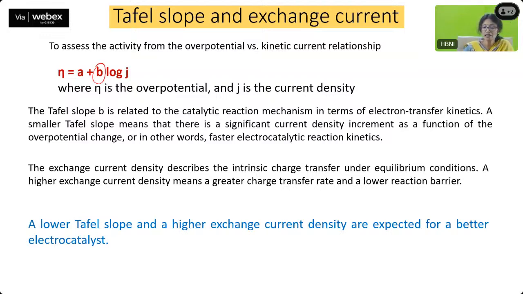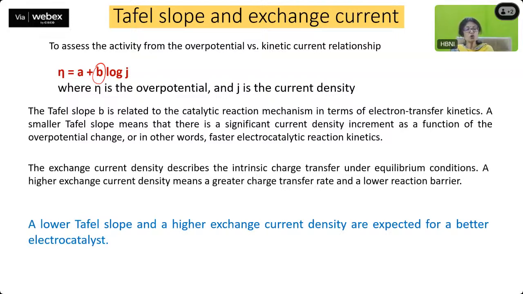It is related to the catalytic reaction mechanism in terms of electron transfer kinetics. So a smaller Tafel slope means that there's significant current density increment as a function of the overpotential change. So it has faster electrocatalytic reaction kinetics. The exchange current density, whatever I spoke about, that is J, describes the intrinsic charge transfer under equilibrium conditions. So higher exchange current density means a greater charge transfer rate at a lower reaction barrier.